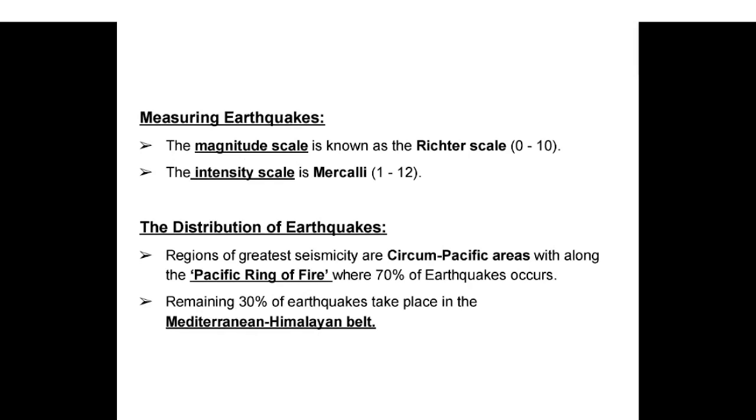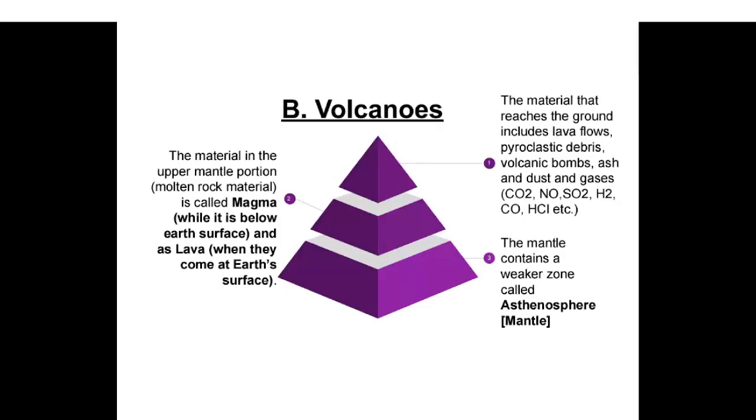The distribution of earthquakes. Regions of the greatest seismicity are circum-Pacific areas along the Pacific Ring of Fire where 70% of earthquakes occur. The remaining 30% of earthquakes take place in the Mediterranean Himalayan belt.